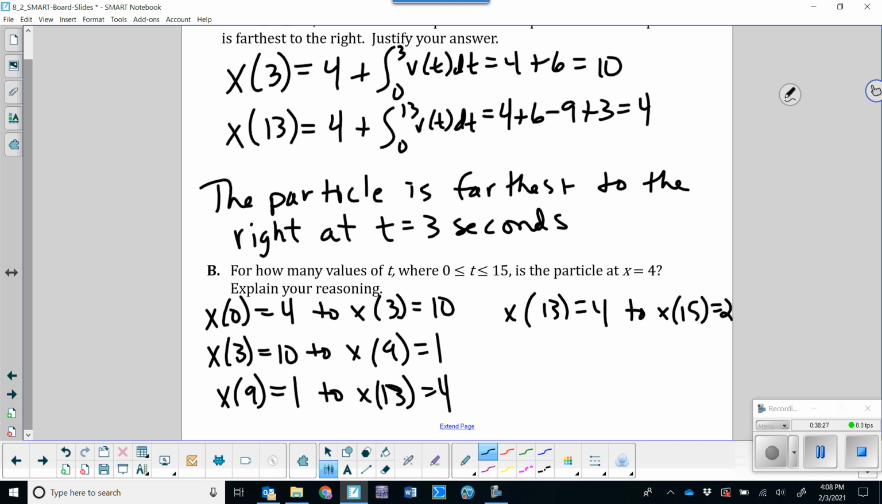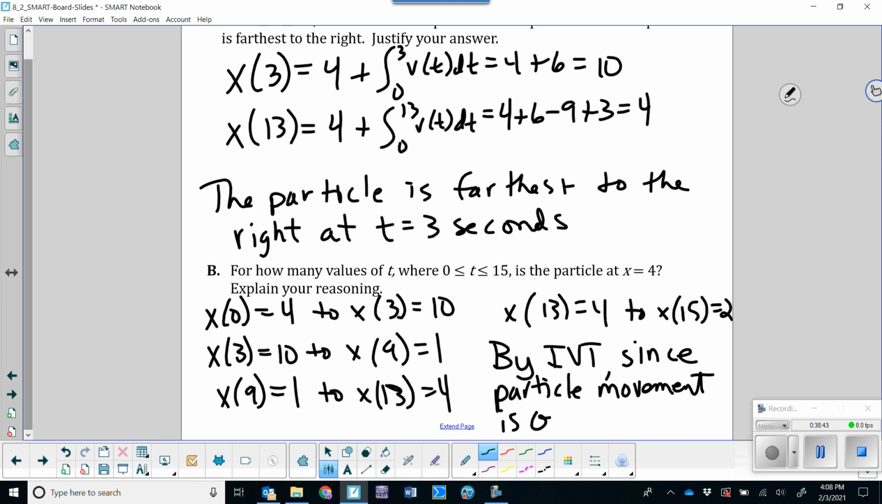And basically we can just say by the intermediate value theorem, since the particle's movement is continuous, there are 3 places guaranteed to equal 4. Okay, so I'm not going to write all of that out, but you get the idea.